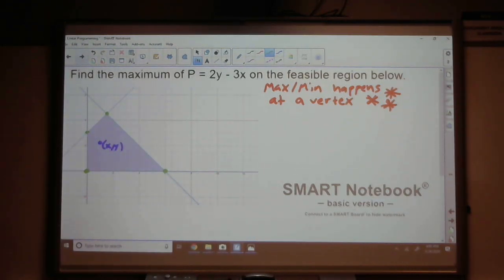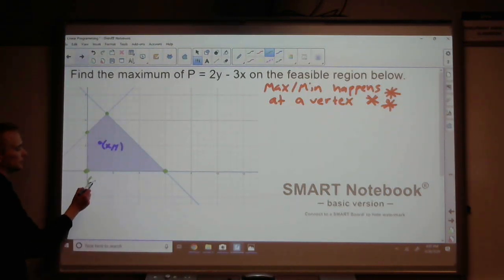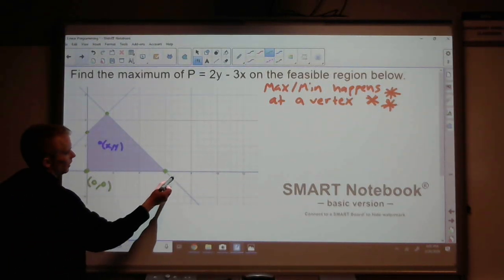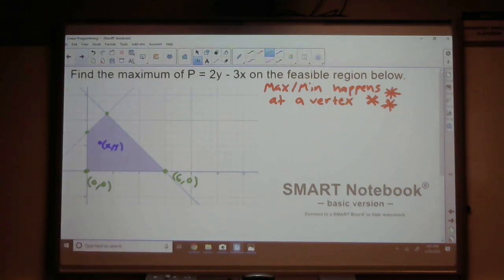Now, you probably can't see the scale on here, but this point here is where the two axes meet. This is at 0, 0. So that's a vertex. Then there's one over here at 6, 0.